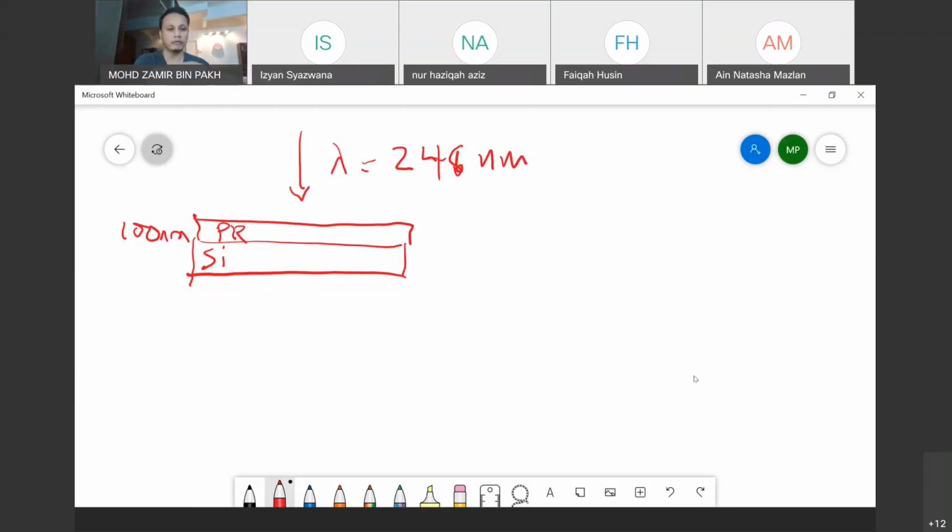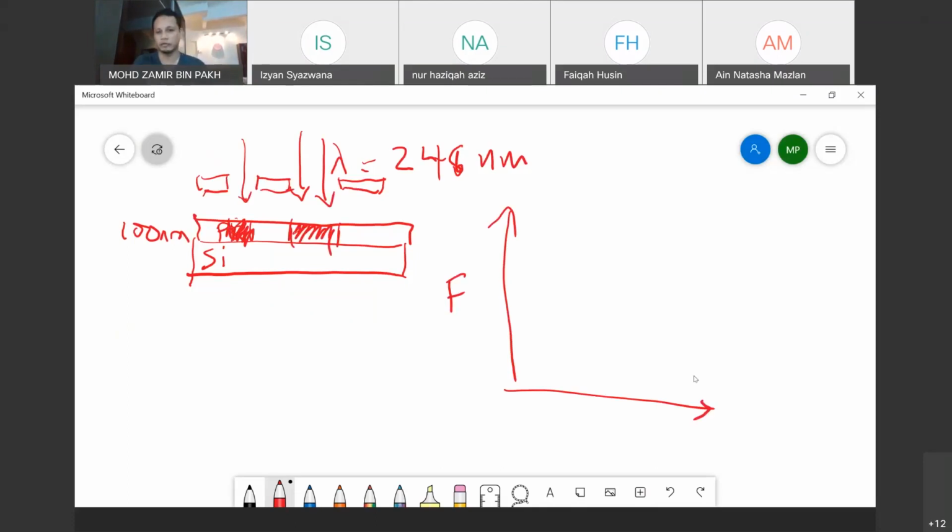So assuming you have a reticle up there, for example, so you're exposing this region. So then this will be exposed. This will be exposed. Okay, tadi kita tengok contrast curve. Let me redraw.